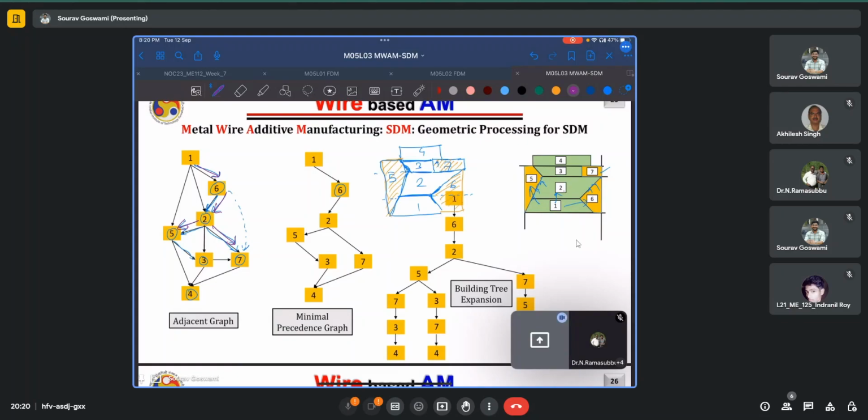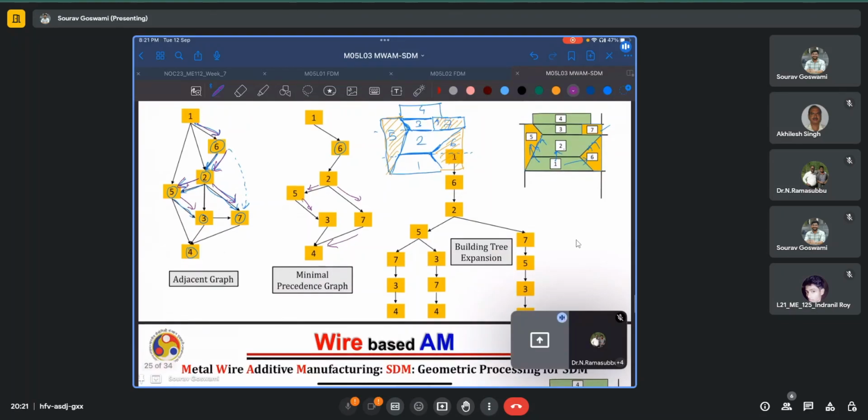Now, from 5, the only part left to deposit is 3. Whereas from 2, I can either deposit 3 if I have already deposited 5, which is not the case. So, 5 is a separate route. Or if I'm not depositing 3, then the only other route is 7. So, as shown here. Once 5 is deposited, 3 can also be deposited. And once I have both 3 and 7, I can deposit 4. This is the minimal precedence graph.